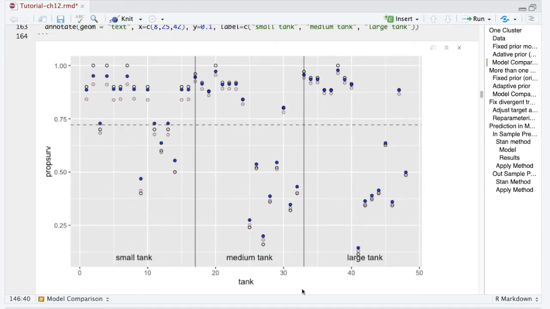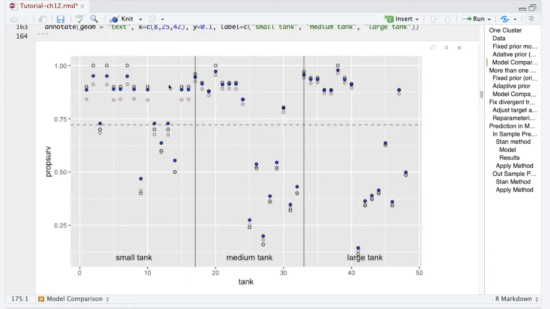On the horizontal axis, we record the tank index from tank 1 to tank 48. On the vertical axis, it's the proportion, the survival rate. The white circles are from the observed data. The pink points are from the fixed prior model, and the blue points are from the multi-level model. And the gray dashed line is the mean across all the tanks.